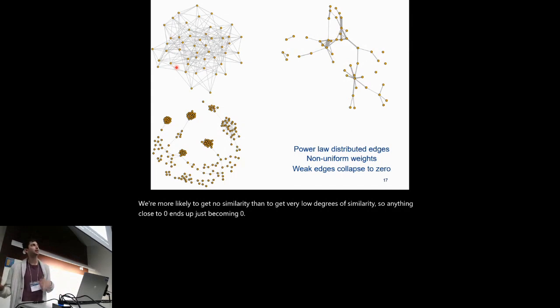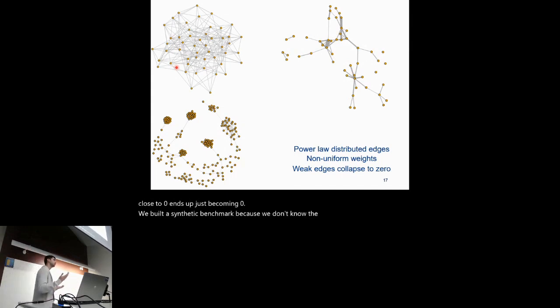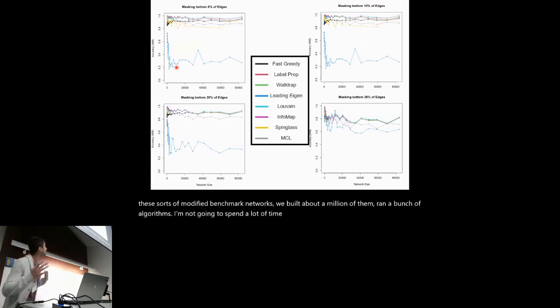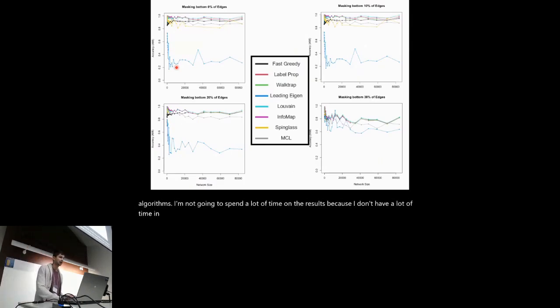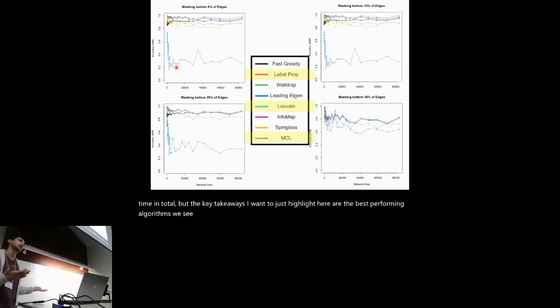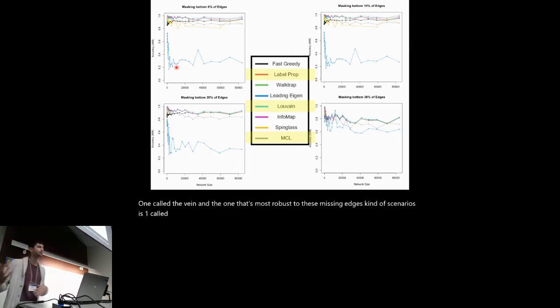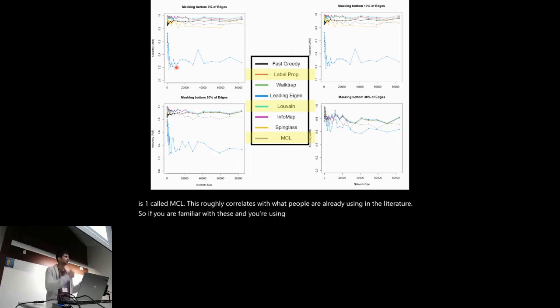We built a synthetic benchmark because we don't know the real truth in real data, using these sorts of modified benchmark networks. We built about 1 million of them and ran a bunch of algorithms. I'm not going to spend a lot of time on the results because I don't have a lot of time in total. But the key takeaways I want to highlight here are the best performing algorithms we see are one called label propagation, one called Louvain, and the one that's most robust to these missing edges scenarios is one called MCL. This roughly correlates with what people are already using in the literature. So if you are familiar with these and you're using them, nice job.